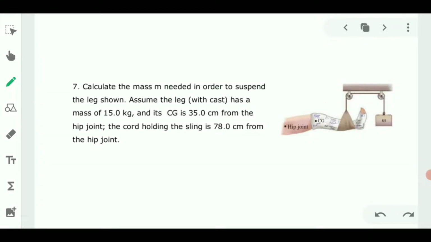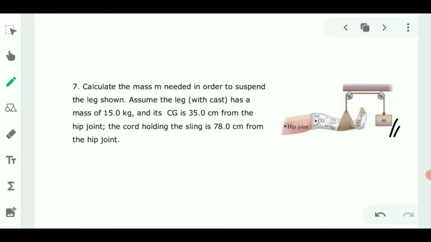This is the second video in the tutorial sheet series under static equilibrium. This is a question I left you with last time. Those that didn't have the chance to solve it can pause the video and try the question. In this question, we're asked to find the mass M that will be needed to suspend the leg as shown in the picture at the corner.